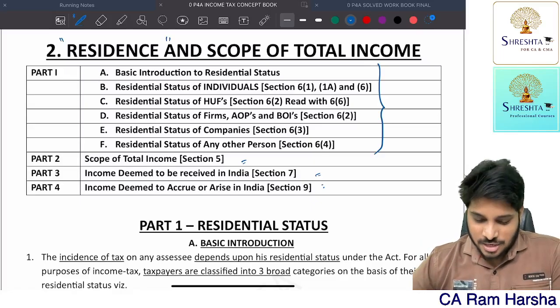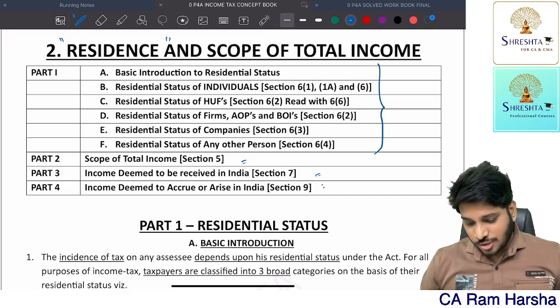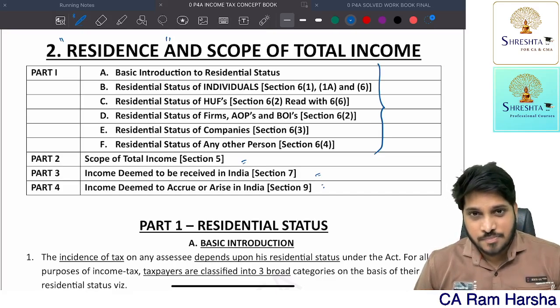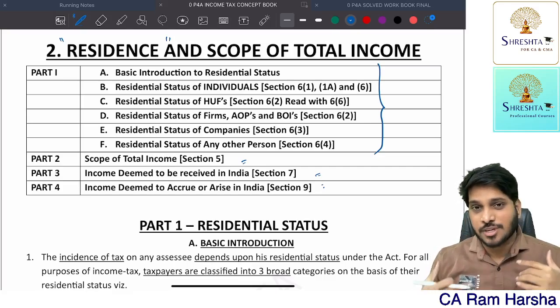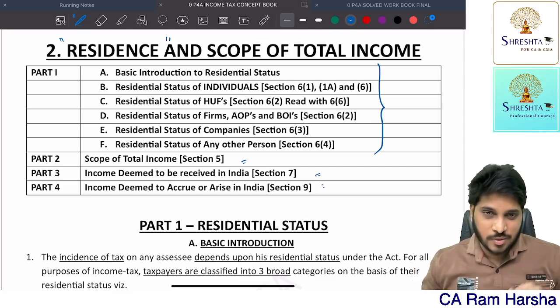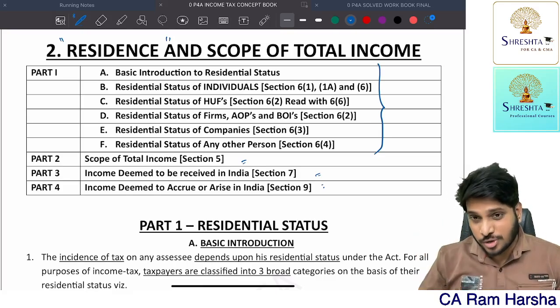So let's start the new chapter, that is residence and scope of total income. This chapter is also called residential status. Many refer to this chapter as residential status, but the actual name is residence, and it also deals with something called scope of total income.